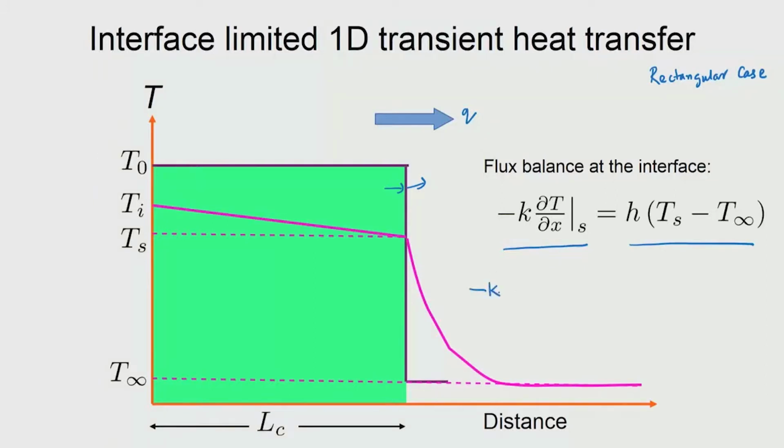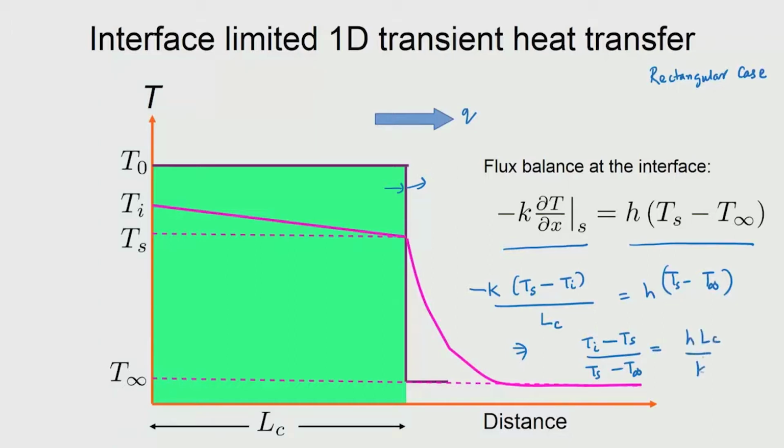So, minus k into the temperature on the right hand side, that is Ts, minus the temperature on the left hand side Ti, divided by the distance between them Lc, is equal to h into Ts minus T infinity. So, we just take the minus sign inside, and then we write Ti minus Ts divided by Ts minus T infinity is then given by h Lc by k.